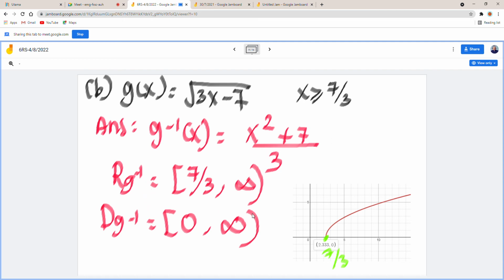So find the inverse, and the domain and range. The inverse is the opposite of the normal domain and range. So for this one, the normal graph, g(x), the domain is 7 over 3 till infinity, with 7 over 3 included. And the range is 0 till infinity, with 0 included. So for the inverse we just swap them. Okay.